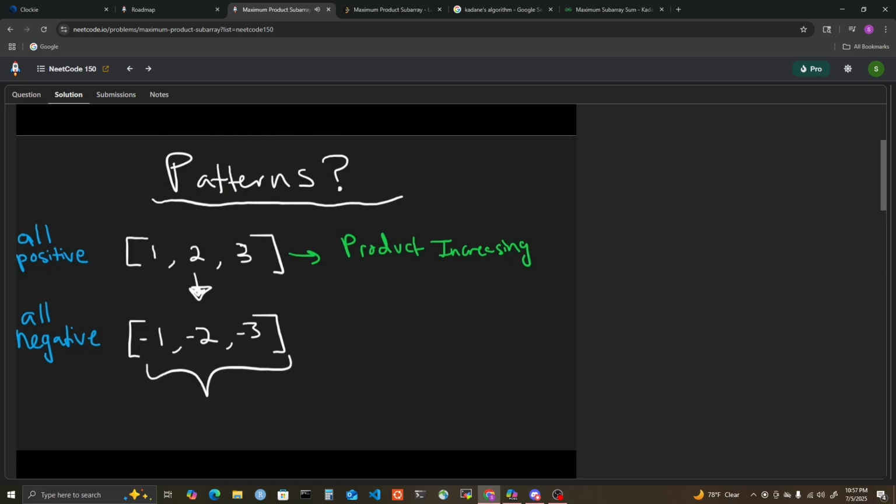But with negative numbers, it's a lot more tricky. Let's look at the first number. Up until here, the max product is just -1. Then we add a second element, a -2. What do we get? We get -1 times -2, and we know that the product of that is positive 2. Now the last subarray we checked was from -1 to -3.